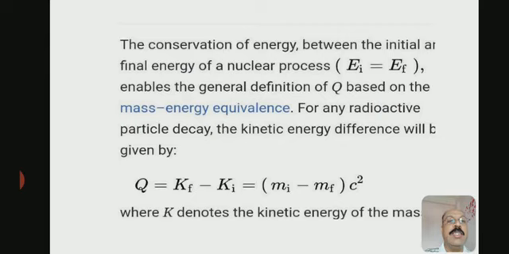The conservation of energy between the initial and final energy of a nuclear process is EI equal to EF, where EI means initial energy and EF means final energy. This enables the general definition of Q based on the mass energy equivalence, that is E equal to mc square, Einstein's mass energy relation. For a radioactive particle decay, the kinetic energy difference is given by Q equal to Kf minus Ki, or equal to Mi minus Mf times c square, where K denotes the kinetic energy of the mass M.